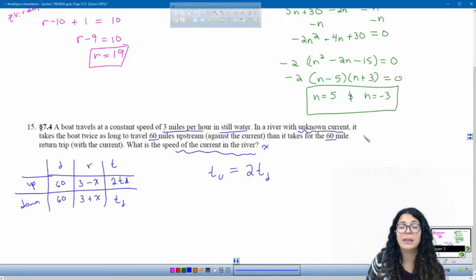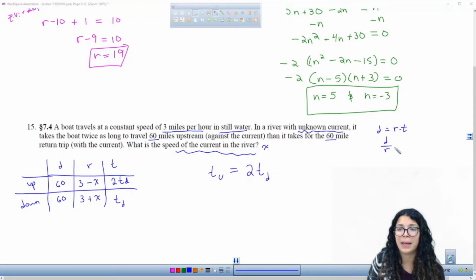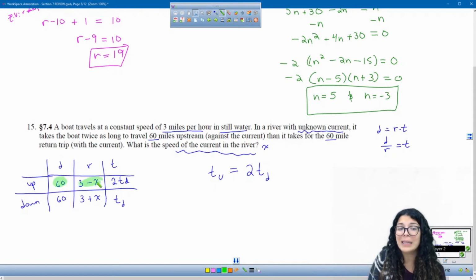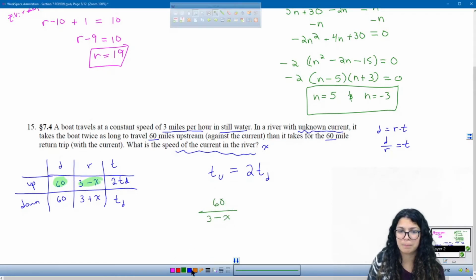Now remember the relationship: distance equals rate multiplied by time. So that means that the time is distance divided by rate. We need that because we need to write what is the time upstream and what is the time downstream. The time upstream would be the distance upstream divided by the rate upstream. So in other words, the time upstream would be 60 over 3 minus x.